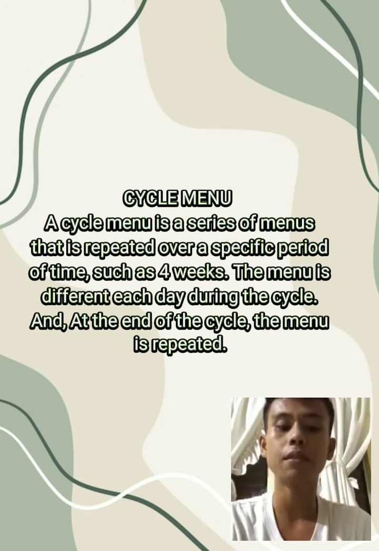Third, cycle menu. A cycle menu is a series of menus that repeat over a specific period of time, such as four weeks. Example, a four-week cycle menu offers different items each day during a four-week period.